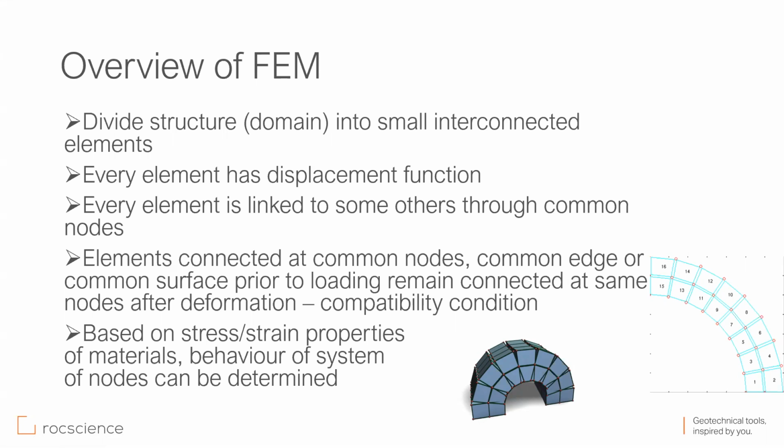Every element has its own function, which we call the finite element displacement function. Every element is linked to other elements. They don't change. They don't get disconnected after deformation. And based on the stress-strain properties of the material, the behavior of the system of nodes can be determined. So we need the displacement function, and we need the behavior of the system, found using the stress-strain properties of the material.